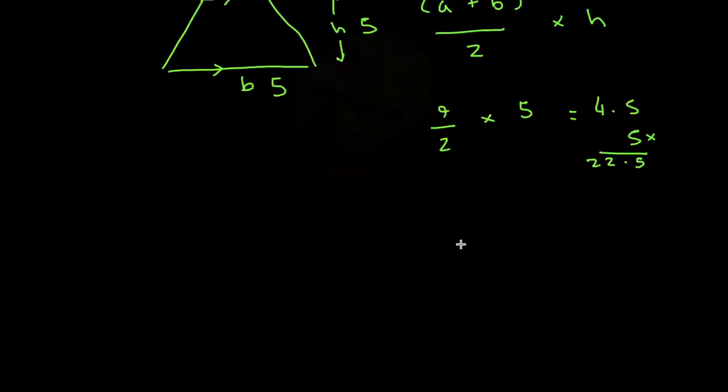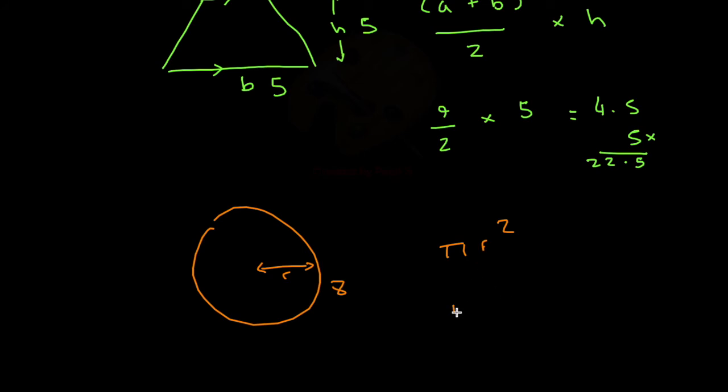Finally, we have a circle. To find the area of a circle, you need to use the equation pi r squared. So r is just the radius, which is half of this diameter. So say r is 8. Let's plug that into the equation. So it's pi times 8 squared, which is also equal to 64 pi.